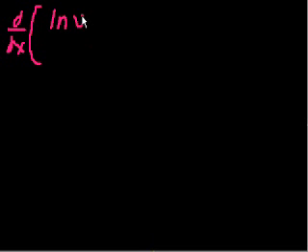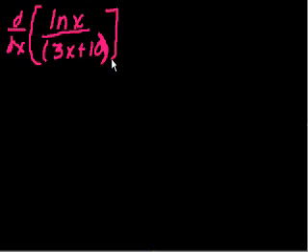I will now switch to magenta. Let's say we want to take the derivative dy dx of some big expression. Let me do something creative. Let's say the natural log of x over 3x plus 10. Whoops, that's supposed to be parentheses. So the natural log of x over 3x plus 10.